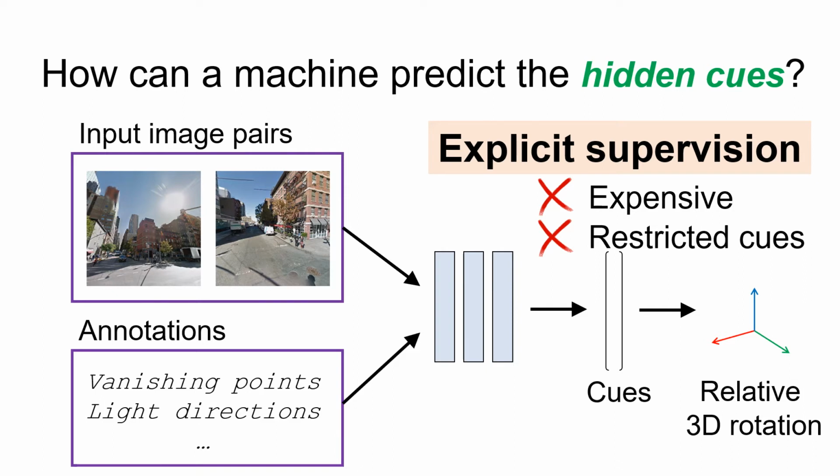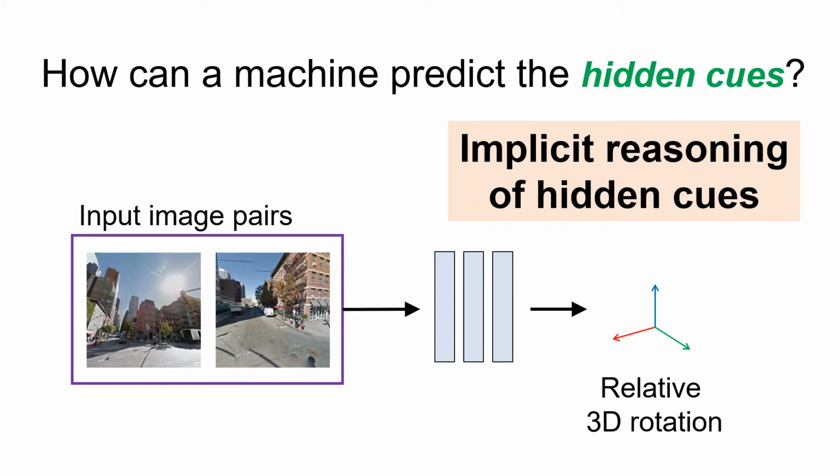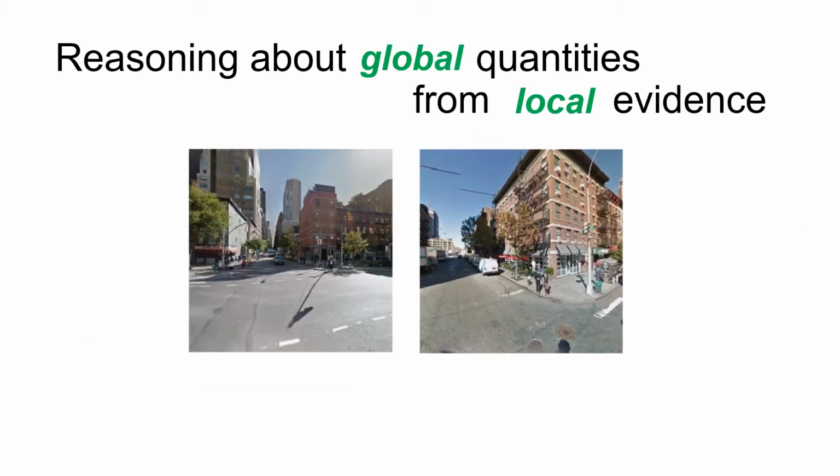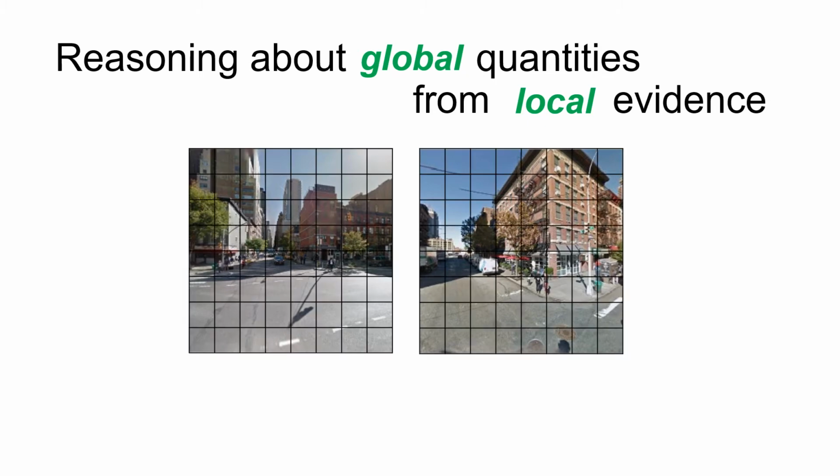So, in our work, we guide the network to learn and reason about hidden cues implicitly. Our approach is inspired by traditional methods that accumulate evidence for global quantities like vanishing points or image orientations from local evidence via voting schemes like Hough transforms. In particular, we accumulate local evidence from all pairs of local patches.